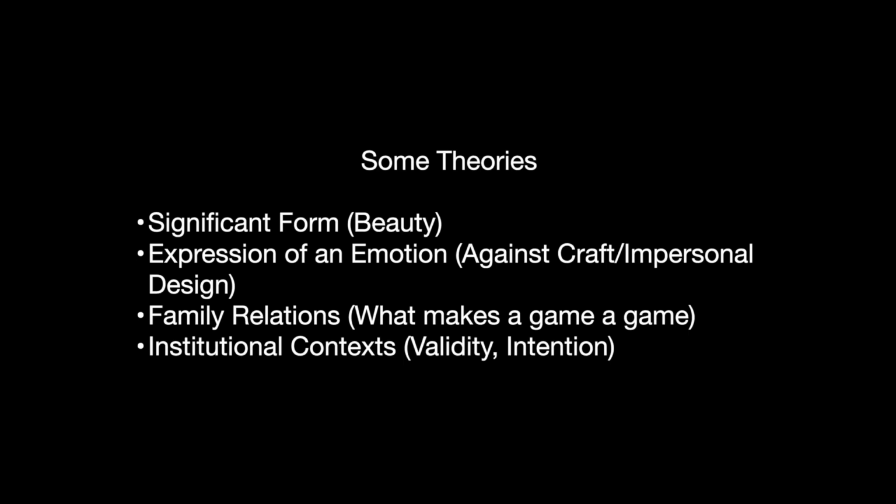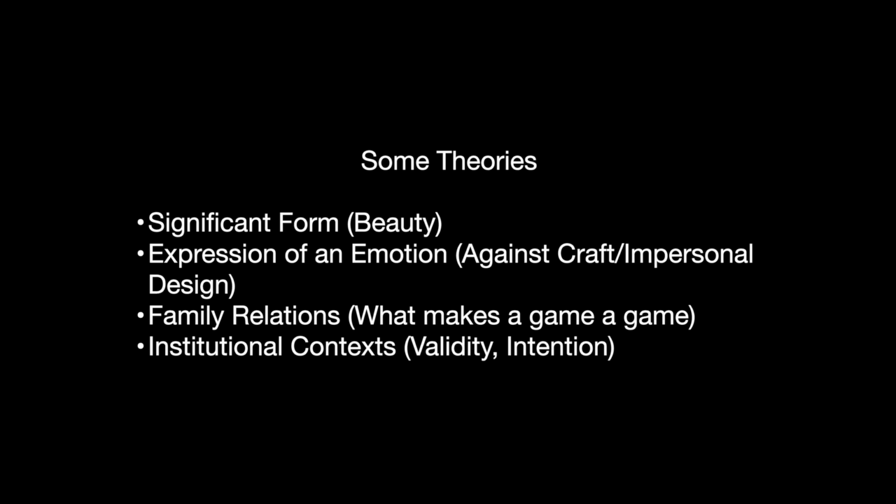Here are some theories about what art may be that philosophers have come up with over the years. Significant form: maybe it expresses some kind of form of beauty, although beauty is subjective and we quickly run into problems with that definition. Expression of an emotion, as opposed to a craft such as making a table or a quilt. A painting may have gestural brushwork that directly connects us to the artist's emotion.